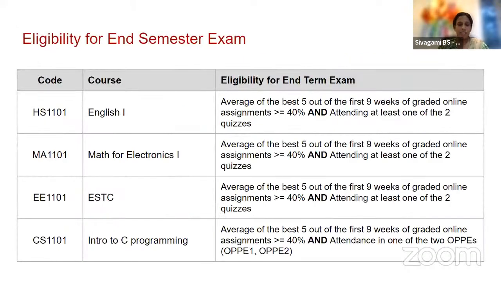Okay. So eligibility for the end semester examination. When you look at most of the subjects, it will be the average of the best 5 out of the first 9 weeks' assignments. Like how there was an eligibility for the qualifier exam, where your best assignment scores average was taken and then you became eligible for the qualifier exam. Similarly, to attempt the end term examinations also, your weekly assignment scores will be calculated and the best 5 out of the first 9 assignment scores have to be greater than 40% and you have to attend at least one of the quizzes. So these are the basics for all the subjects.